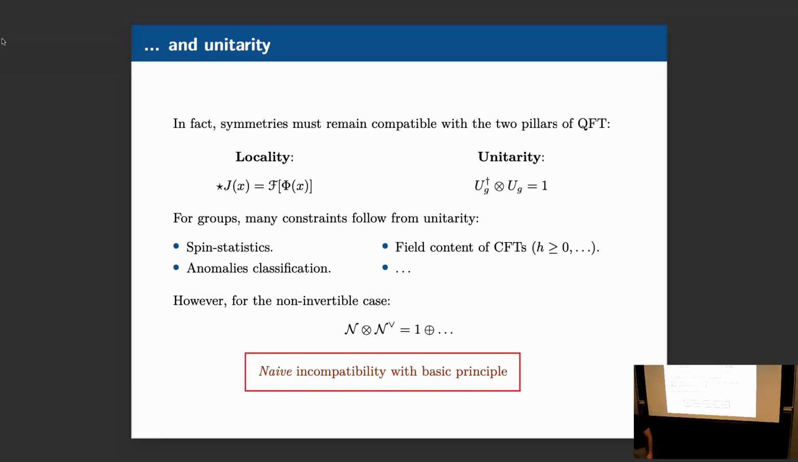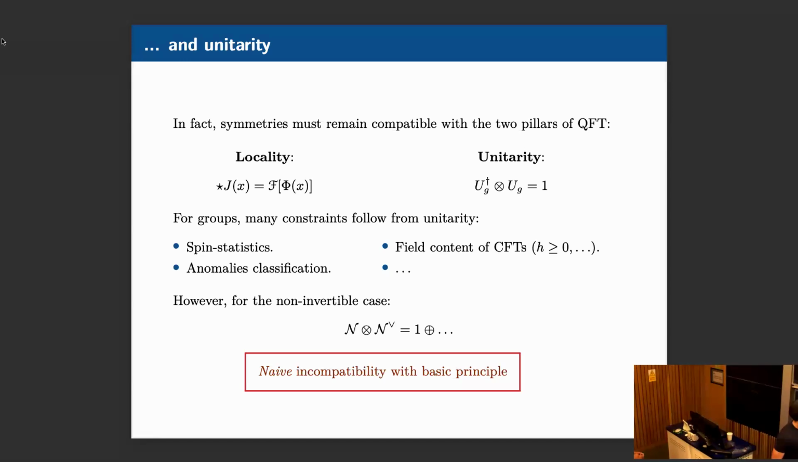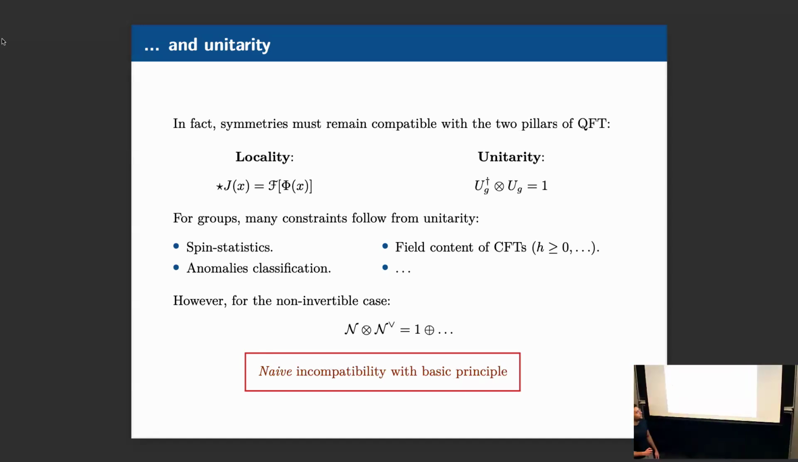Of course, this is just a very naive incompatibility, and is due to the fact that when we talk about symmetries in a categorical sense, we have changed our point of view of symmetries. And when we ask about unitarity, if you have something like this, we haven't really changed our perspective about unitarity. So in order to make sure that unitarity is compatible with this kind of symmetries, we need to have a different approach to the question of whether these symmetries can be unitary.